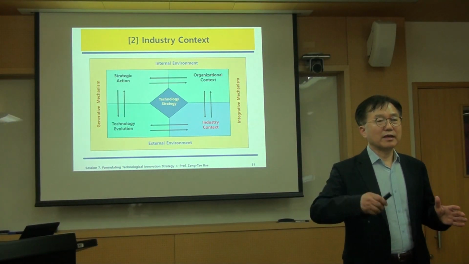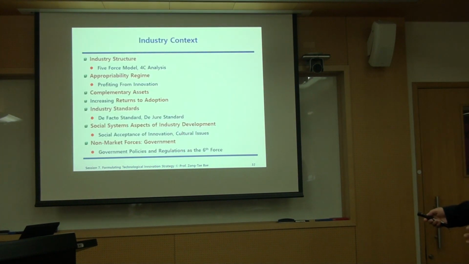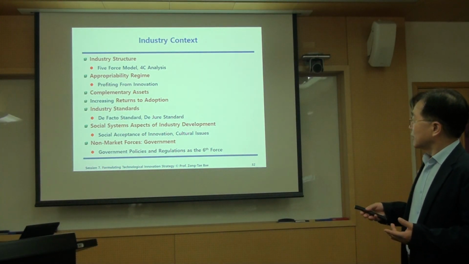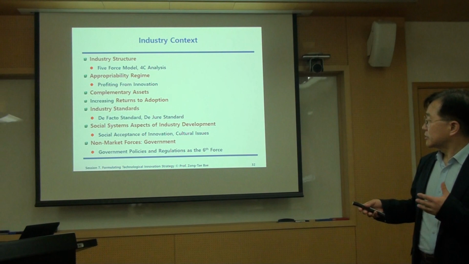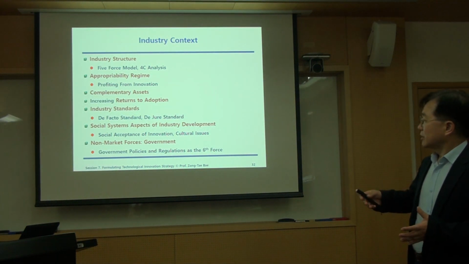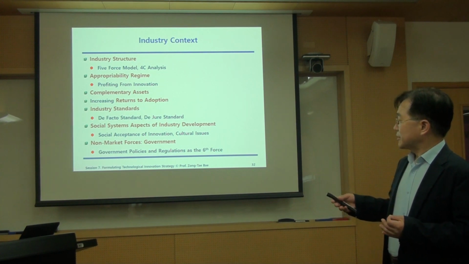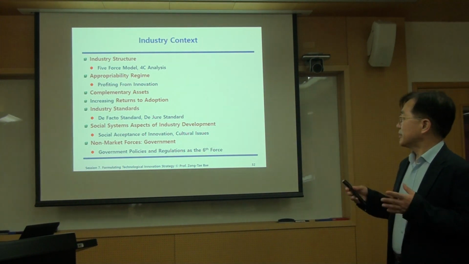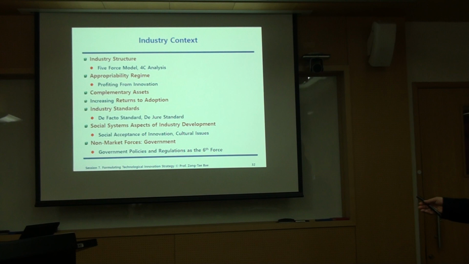It means that we should analyze our industrial structure. This part was already discussed in the corporate strategy course, so I will not explain in more detail. And to analyze industrial structure, the five forces model and force analysis can be applied. Also the concept of appropriability and how to make a profit from innovation, these are also important issues. In what condition can you maximize the profit from innovation? And then how innovation can accelerate the industrial changes. In many cases, complementary assets are also very important, and also increasing returns to adoption. We already discussed these issues. So all of these are linked with the industrial structure and industry context.